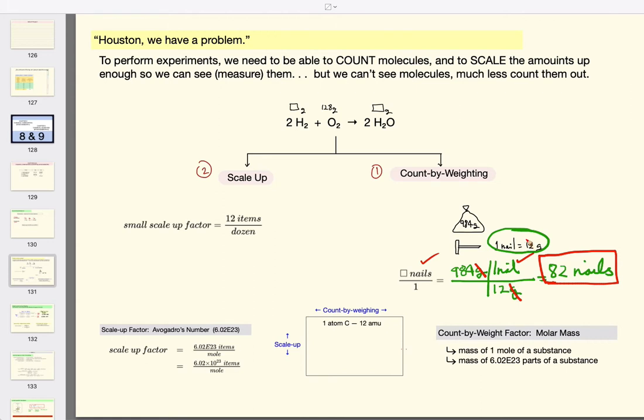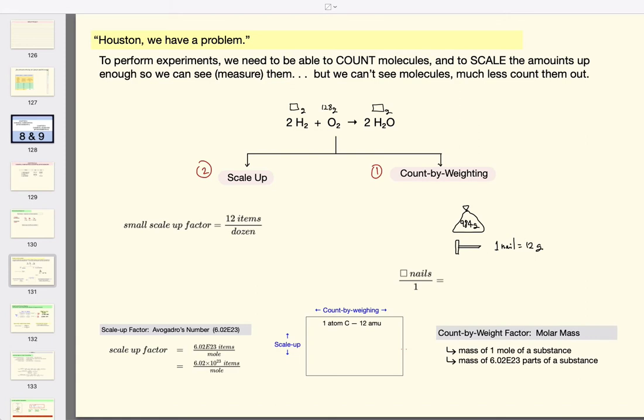Notice what I've done. Using this simple conversion factor, I have converted a weight into a count. In other words, I have counted the nails by looking at the weight. Now, the key to that was this conversion factor. How does that relate to chemistry? Well, we actually know how much one atom of anything weighs, and so we can use the periodic chart to generate conversion factors for individual atoms.